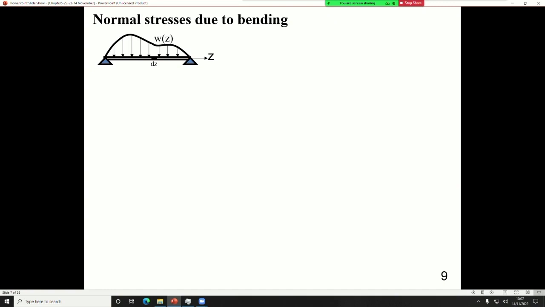So this is a typical beam. I borrowed this figure from another slide, I think it's slide number 4, and added it to slide number 9 because I can't show two slides to you at the same time. The Z coordinate is along the length and its origin is attached at the left end. So I'm looking at a small element of this beam. The length of this small element is dz.